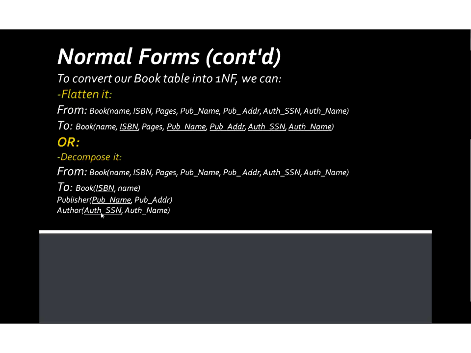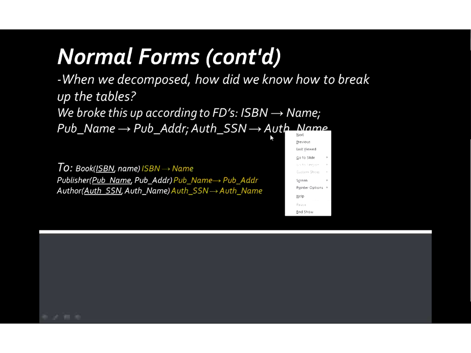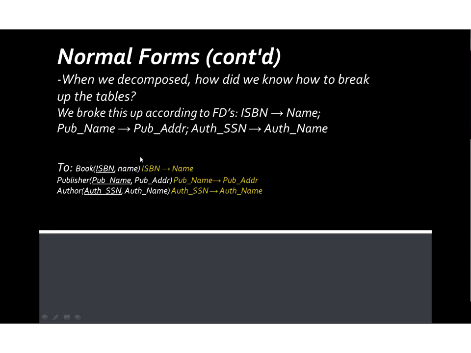For the functional dependencies, we have to pay attention to logical grouping. And this is the explanation. So we see ISBN defines name, publisher name defines publisher address, author social security number defines author name. Here are the FDs on the right, and the resulting tables on the left.